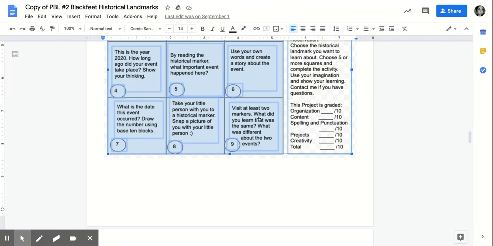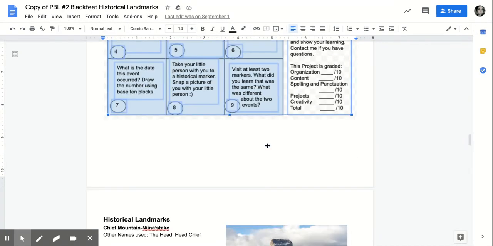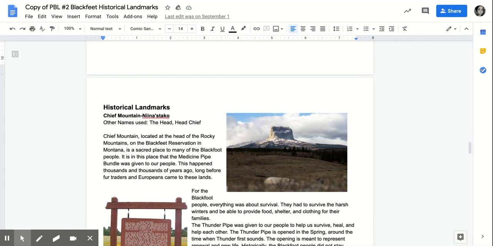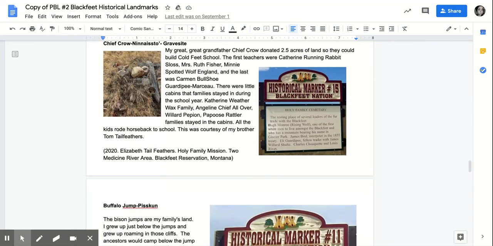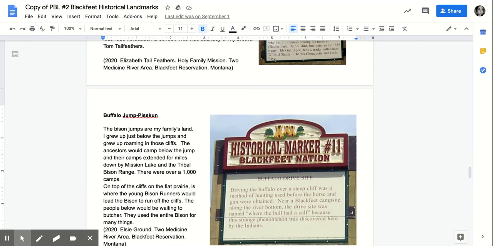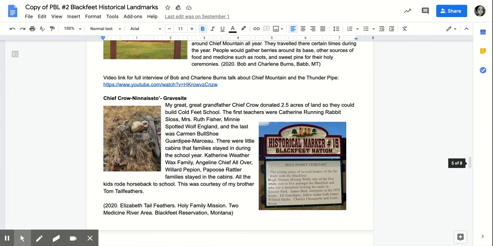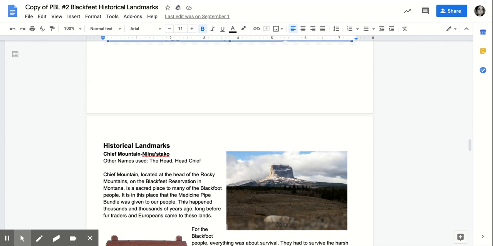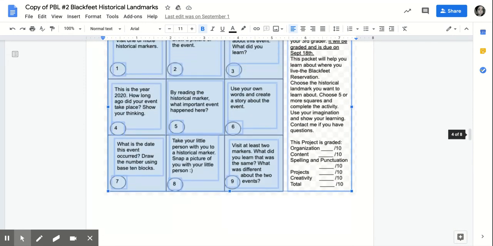Another activity that you can choose is to visit at least 2 markers, and what did you learn that was the same and what was different about the 2 events. So if you can't visit one or 2 of the markers, you can go down here and you can look at Chief Mountain and you can look at the Buffalo Jump and you can tell us what was the same about these two places and what is different about them. So that is the activity.